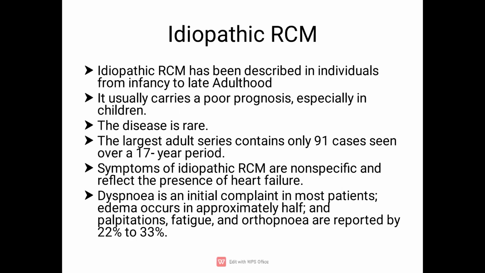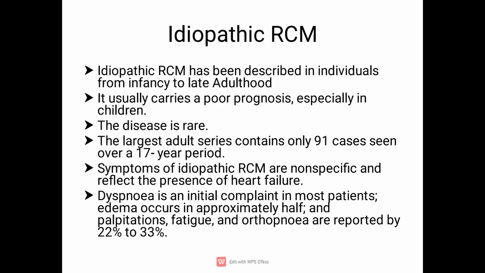Now, I'll go through some of the different types of restrictive cardiomyopathy. I would like to start with idiopathic restrictive cardiomyopathy. Idiopathic restrictive cardiomyopathy has been described in individuals from infancy to late adulthood, and is said to carry a very poor prognosis, especially in children. The disease is rare. A reported series shows that only 91 cases have been seen over a period of 17 years, and that's to tell you how very rare the disease actually is.